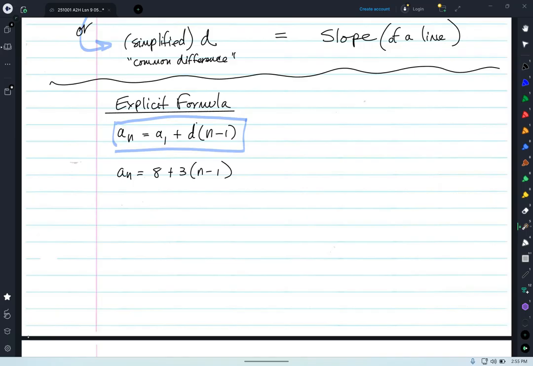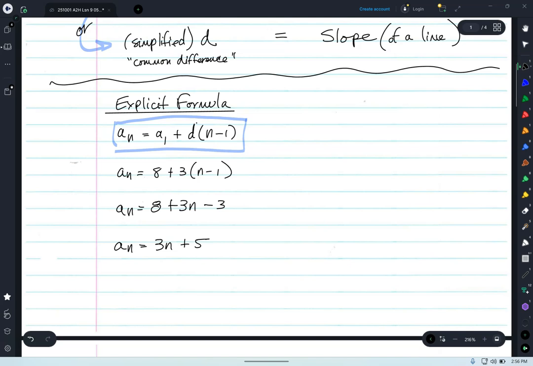Now let's simplify the unsimplified explicit formula. First thing we have to do is some little distribution. Then we get a sub n is equal to 8 plus 3n minus 3. Don't forget to distribute both terms. Combine our like terms, and as I showed you, I want you to write your explicit formula with your n term first. So a sub n is equal to 3n plus 5.